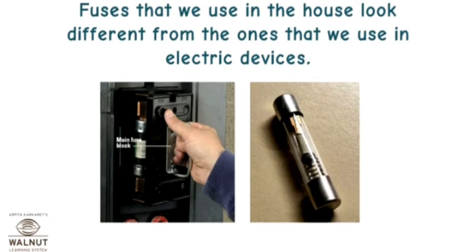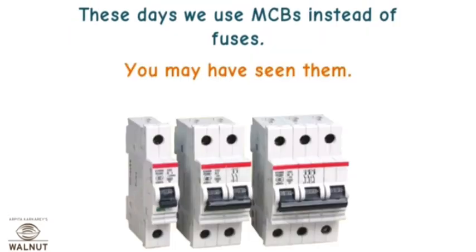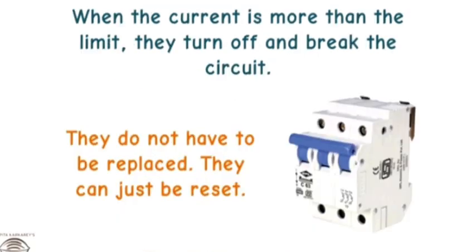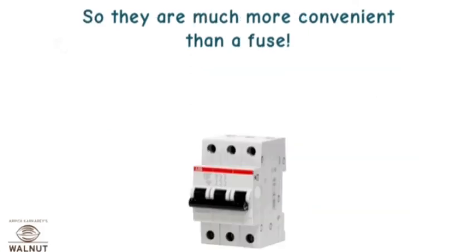So the fuses that we use in the house look somewhat different from the ones that we use in electrical devices. These days we use MCBs instead of fuses. The picture somewhat looks like this, MCBs. The full form of MCB is what? Miniature circuit breaker. They do the same job as fuses. When the current is more than the limit, they turn off and break the circuit. They do not have to be replaced, they just need to be reset. So MCBs are more convenient than a fuse.